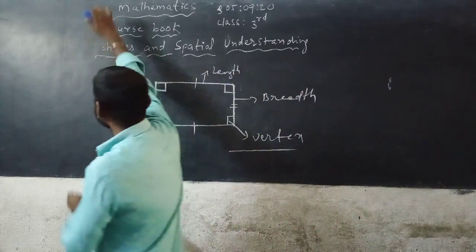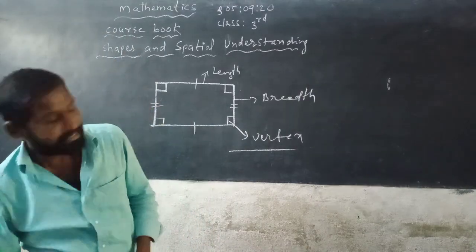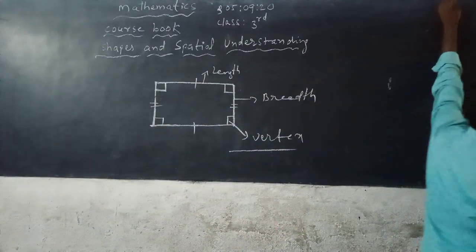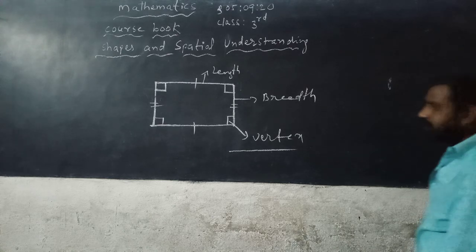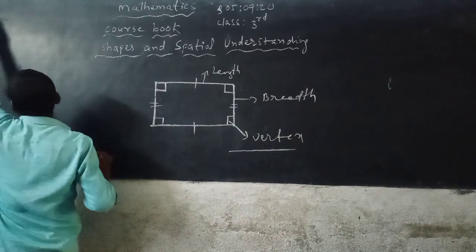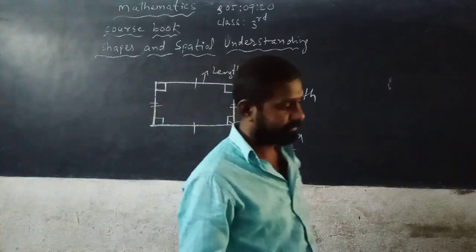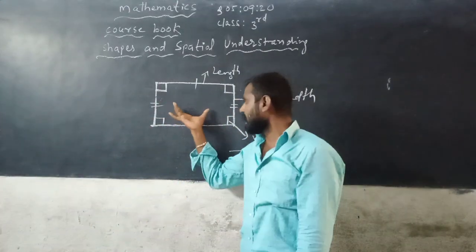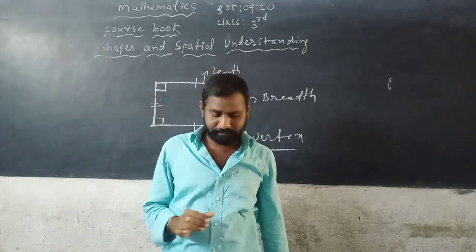See, this is our blackboard. It has 4 corners. Each corner has a right angle. Right angle means 90 degrees. Did you understand? This is the rectangle. Rectangle is also a 2D shape.